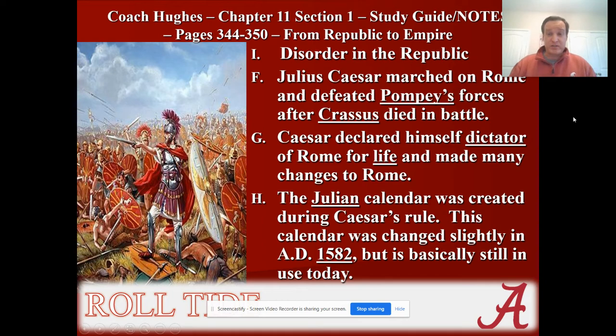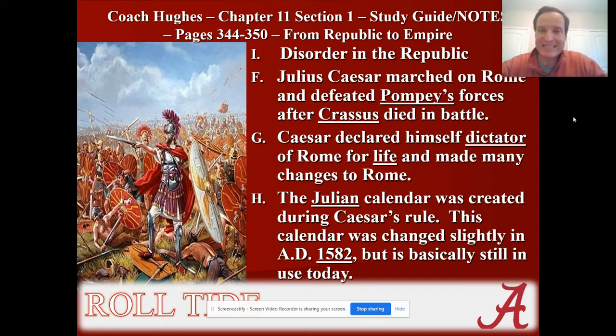So Julius Caesar, he marches on the city of Rome, and he defeated Pompey's forces. And you say, whoa, back up, time out. I thought these guys were all on the same side. Well, think about it this way. What you had in the first triumvirate were basically three very strong personalities, three kind of alpha dogs that kind of bump heads with each other.